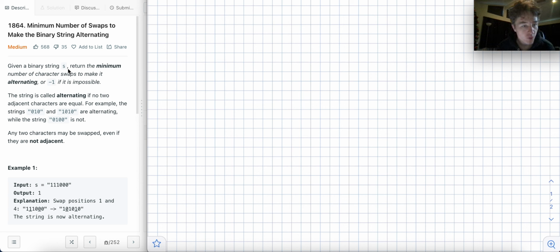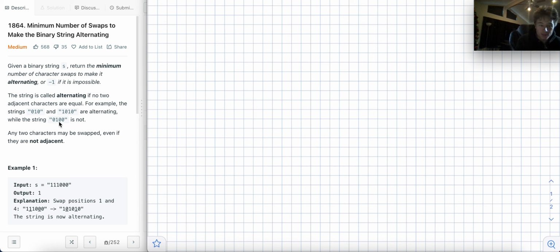Simple enough. Return the minimum number of character swaps to make it alternating, or -1 if it's impossible. The string is called alternating if no two adjacent characters are equal. For example, 0, 1, 0. So it's 0, then it's 1, then it's 0. It can only be 0, 1. So it's alternating. It goes from 0 to 1 to 0 to 1 to 0 to 1. Or it can start at 1: 1, 0, 1, 0, 1, 0.